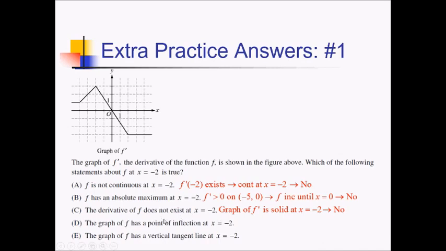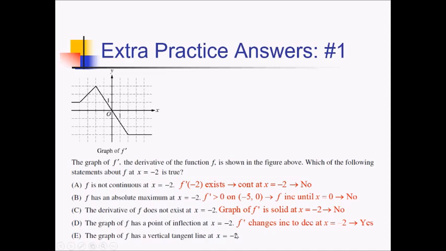Well, the graph of f prime is going from increasing to decreasing. It's reversing direction. So that does tell us that we have a point of inflection. So if f prime is changing direction, increasing to decreasing, then this is a yes. So choice D, it's looking like, is a pretty good one.